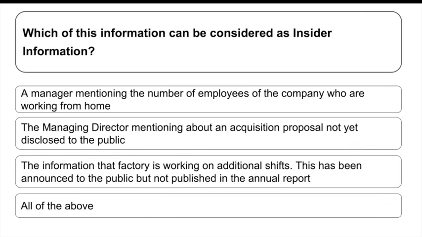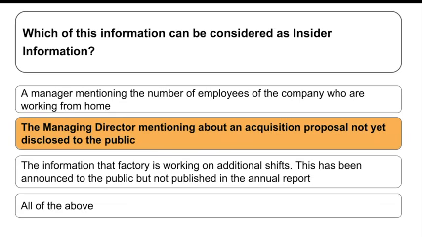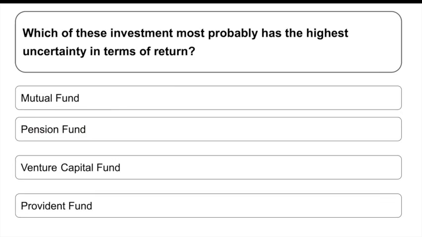So the first one is not very important information. The second one seems to be insider information. The third one is again talking about shifts, which is already public, so it cannot be considered insider information. So the correct answer is option B, where the managing director is mentioning an acquisition proposal that is not yet disclosed to the public.